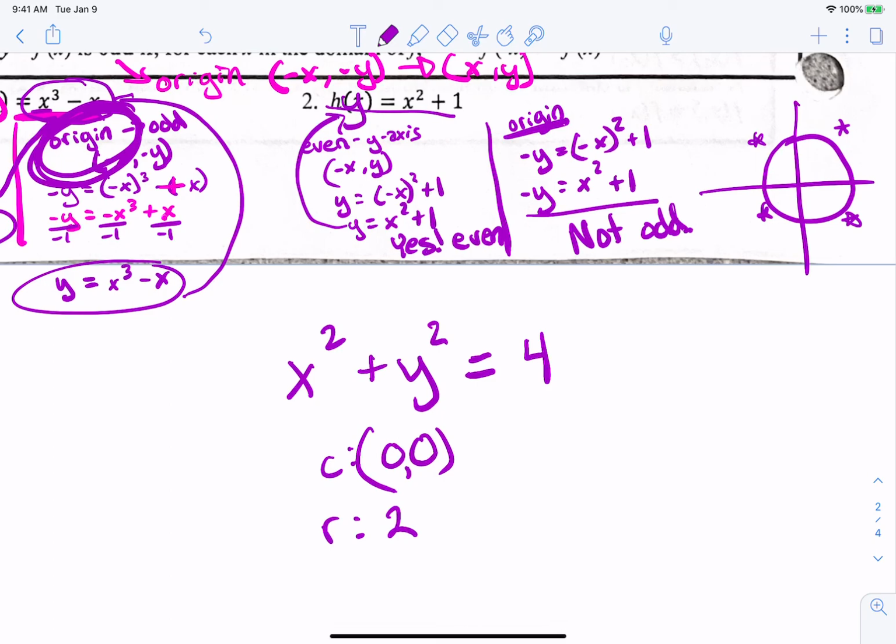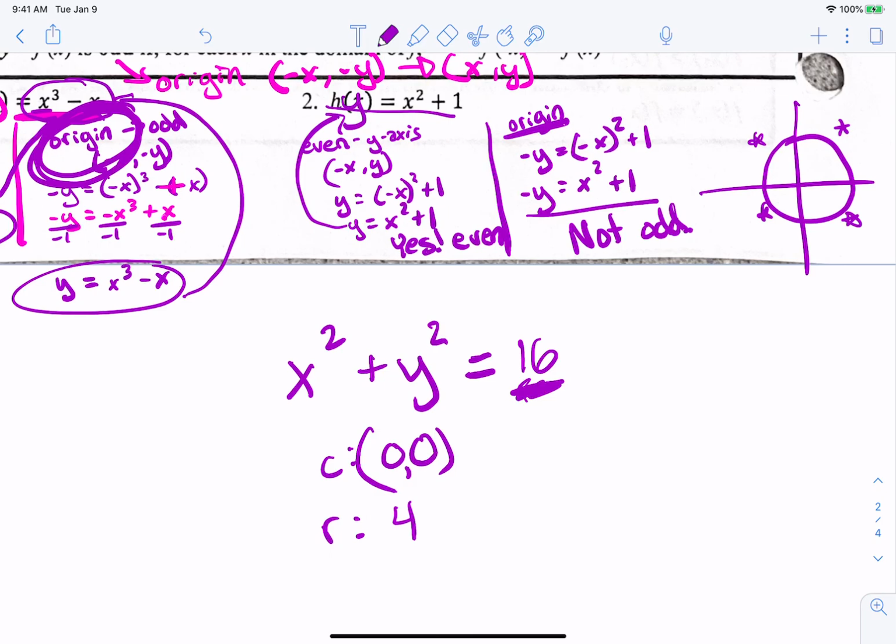If this is 16, 16 is not the diameter. The square root of 16 is 4, and that's the radius, so the diameter would be 8. So this number is not the diameter. The square root of that number is the radius.